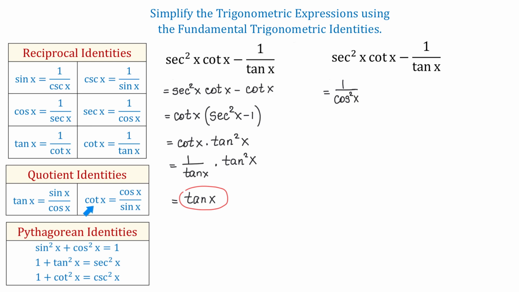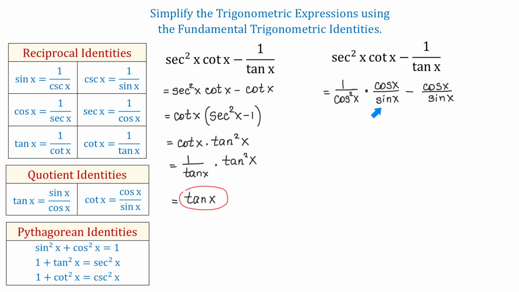Next, in the quotient identities, cotangent of x equals cosine of x over sine of x. So we will multiply by cosine of x over sine of x minus, and now 1 over tangent of x is the same as cotangent of x, and cotangent of x is cosine of x over sine of x. So then we will write cosine of x over sine of x.